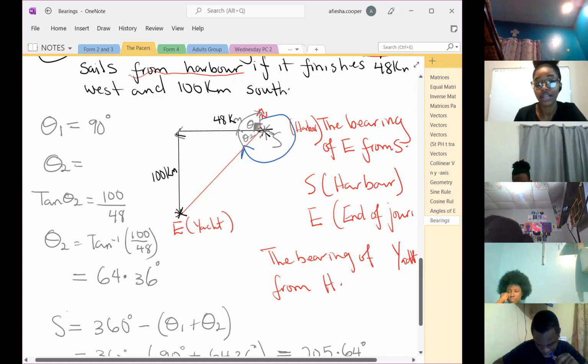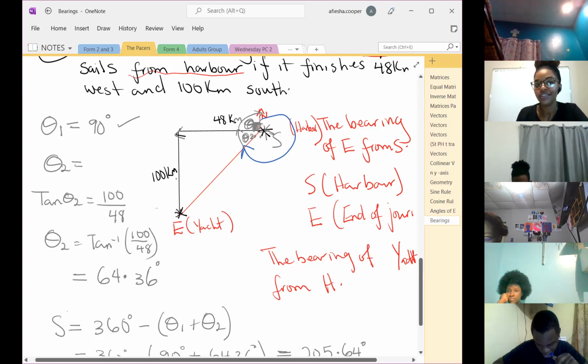So we create our north line at S, go clockwise to find that bearing. And in order for us to find the bearing of E from S, we realize that we have a theta 1 and a theta 2 to find the value of. We see that theta 1 is a 90-degree angle because it's between two straight lines, so we put that.